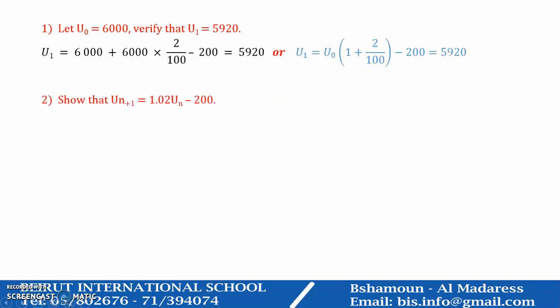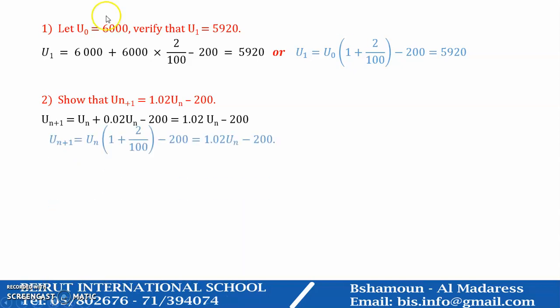Now show that un plus 1 equals 1.02 un minus 200. We use the same pattern. Instead of u0 I put un, and instead of u1 I put un plus 1. So we obtain un into 1 plus 2 over 100 minus 200, which is 1.02 un minus 200.